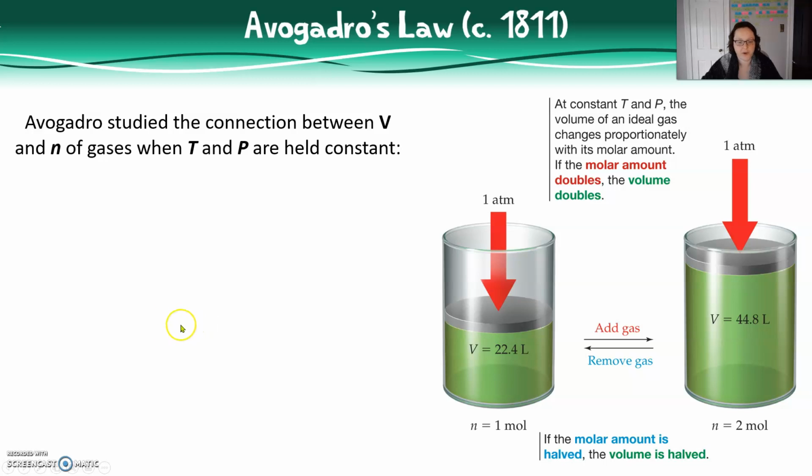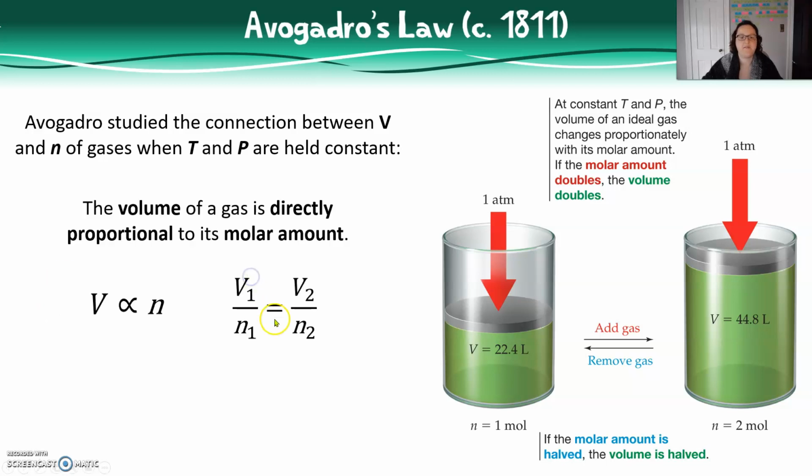Finally, Avogadro studied the connection between volume and the number of moles of a gas when temperature and pressure are held constant. And he noted that the volume of the gas is also directly proportional to the amount of gas. So when the volume or the number of moles of gas changes, the initial volume divided by the initial number of moles will equal the final volume divided by the final number of moles.